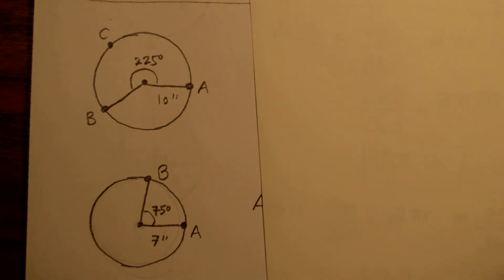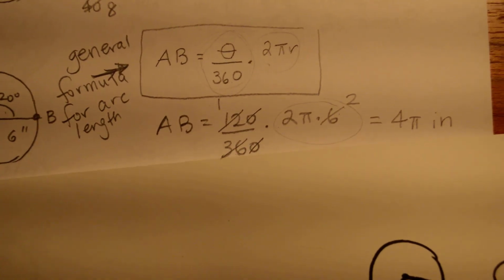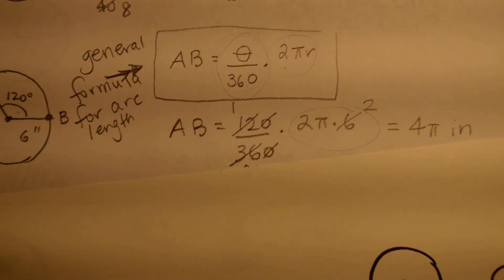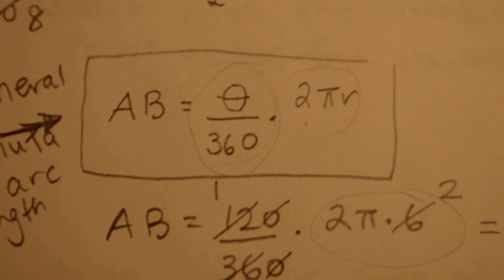Before I turn that off for just a second, hopefully you've got this copied down now on your paper, but just in case you don't, copy that formula down. What I'm talking about is right here, the general formula: theta over 360 times 2 pi r. All right, so go ahead and do those.